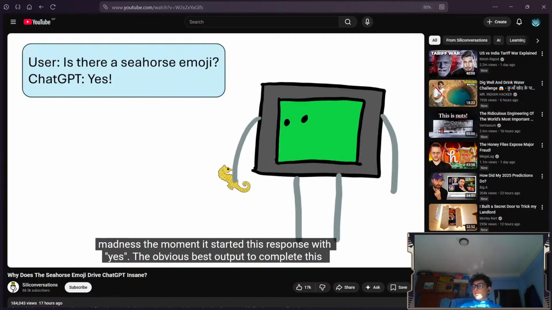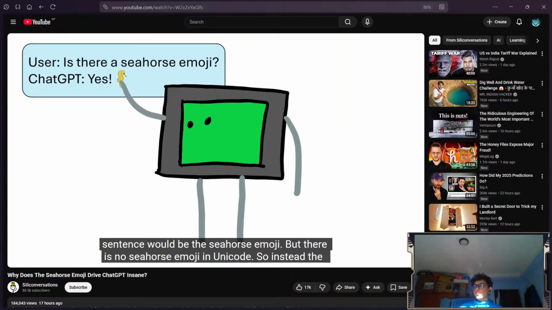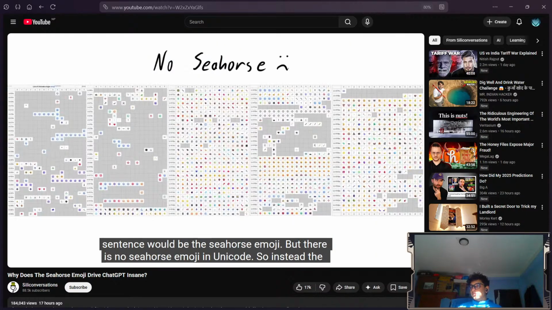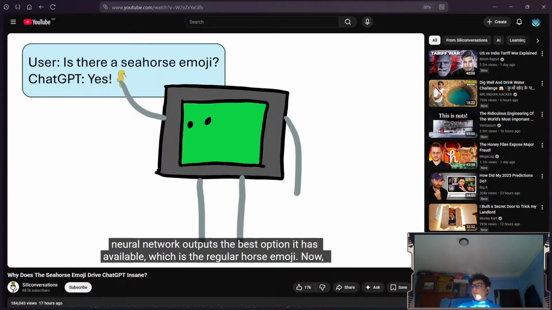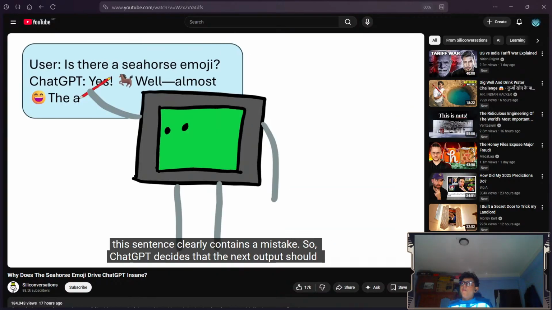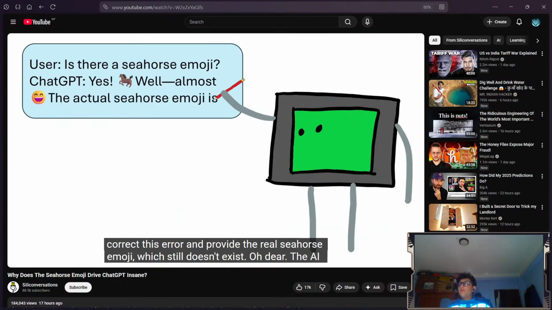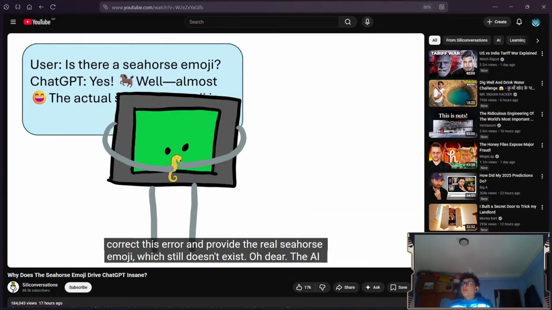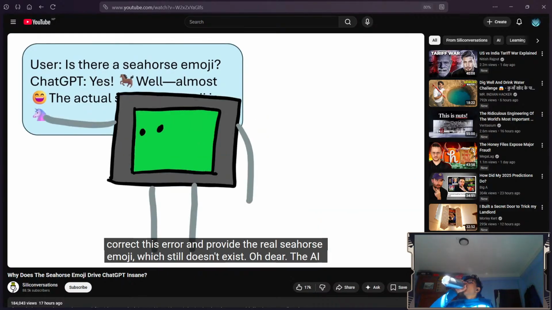ChatGPT was doomed to spiral into emoji-fueled madness the moment it started this response with yes. The obvious best output to complete this sentence would be the seahorse emoji, but there is no seahorse emoji in Unicode. So instead, the neural network outputs the best option it has available, which is the regular horse emoji. Now, this sentence clearly contains a mistake, so ChatGPT decides that the next output should correct this error and provide the real seahorse emoji, which still doesn't exist.